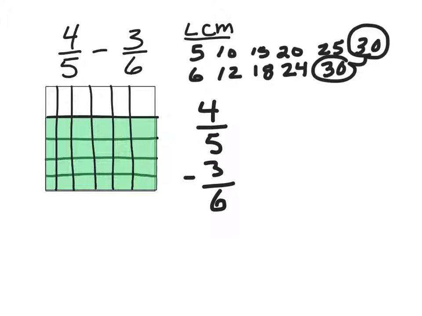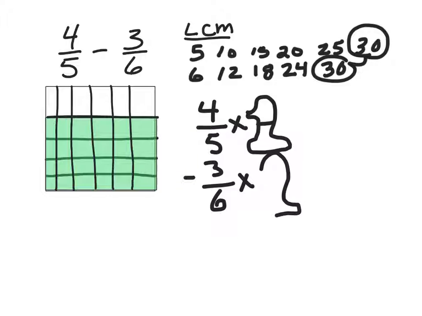And then I'm going to have to convert these fractions into 30ths, right? So I'm going to multiply by the giant 1. Thank you so kindly. All right, and here we go. So I multiply giant 1, another giant 1, and bam.